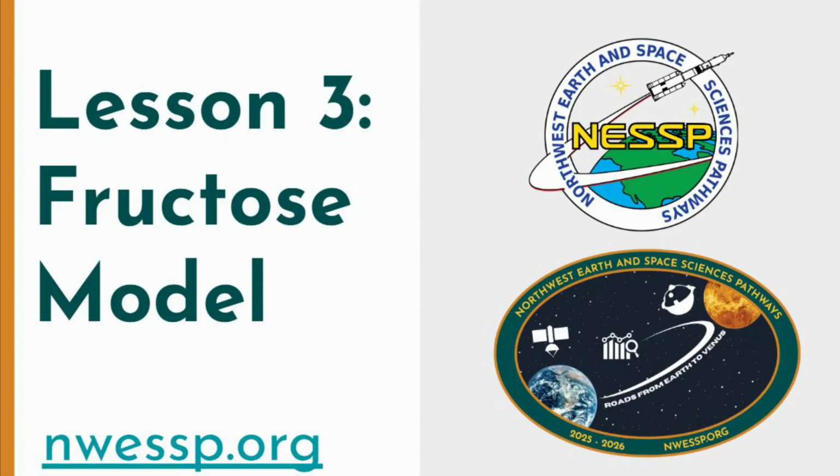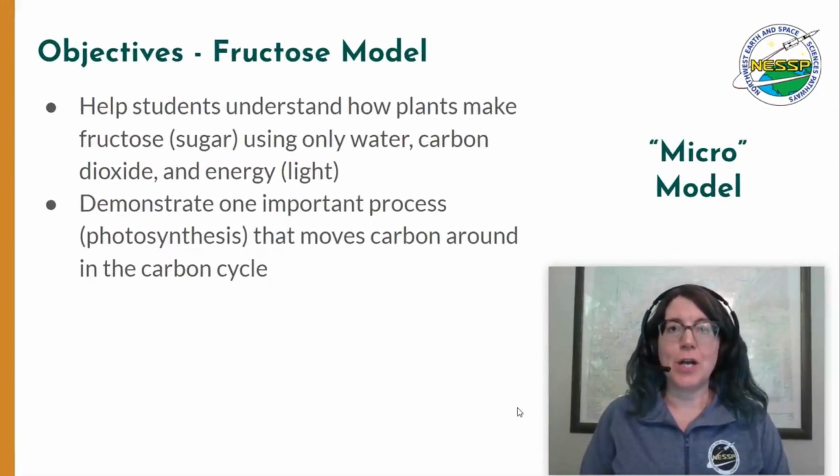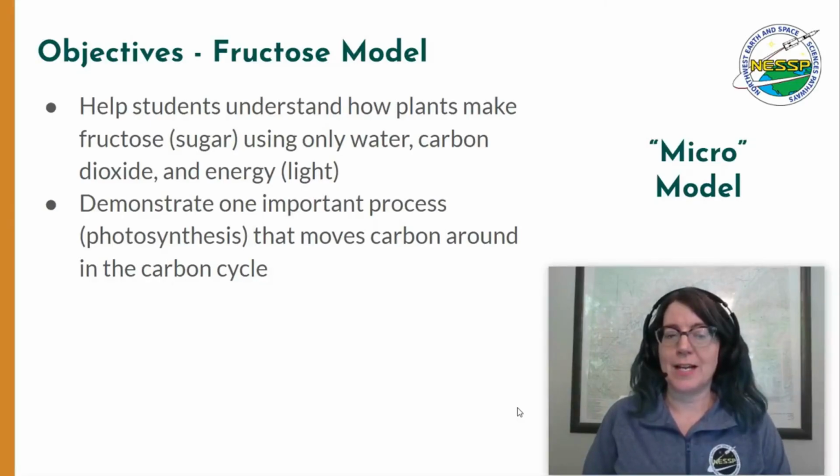Hi, I'm Kim from Nesby, and in this video, we'll be talking about the fructose model, which is part of Lesson 3 of the Roads from Earth to Venus companion course. The objectives of this model are to help students understand how plants make fructose, which is just a type of sugar, using water, carbon dioxide, and energy from the sun.